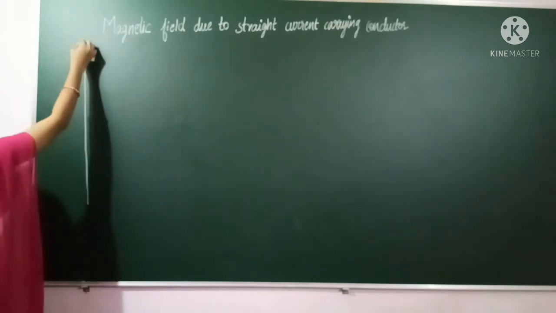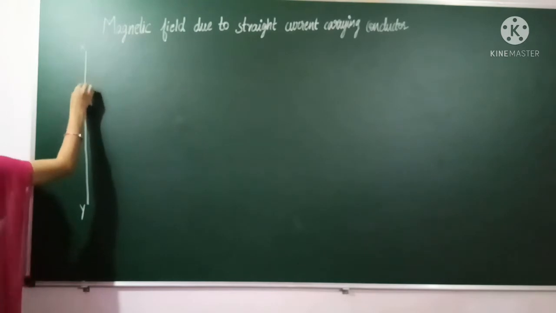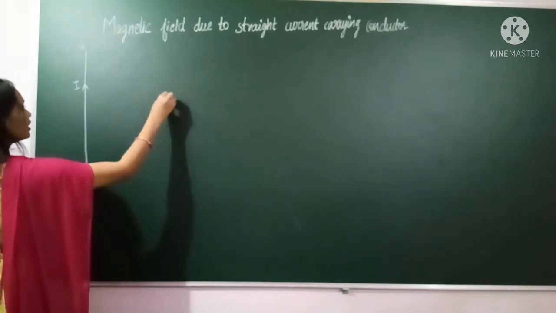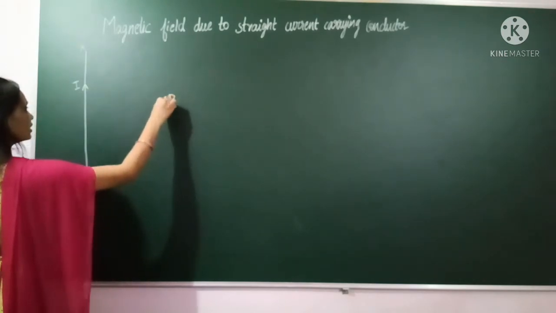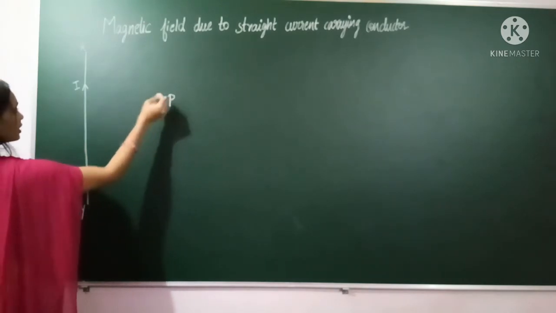So this is our wire. The first end we will take as X and the other end as Y. In this wire I amount of current is flowing, and this is our point P. At this point we want to calculate the magnetic field.